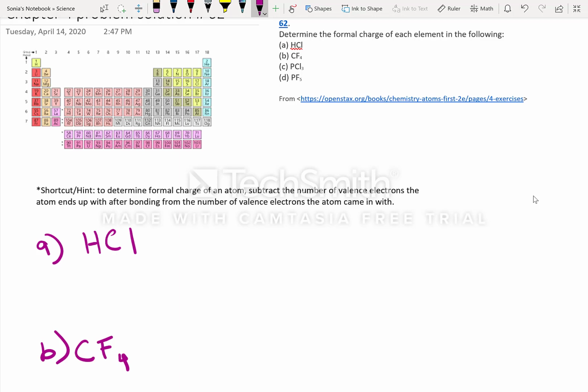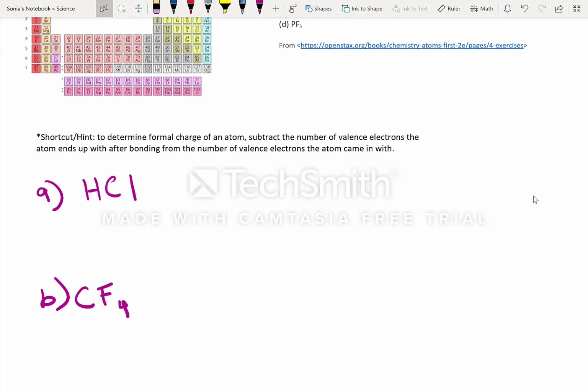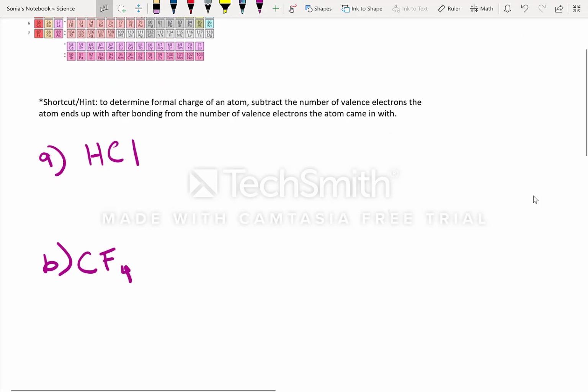Just a little before we get started, a shortcut or hint that I was taught by a lab tech at RVCC during a lab. He said that the best way to think quickly is to look at the atom and think about how many valence electrons the atom comes in with, and subtract the number of valence electrons it has left over after it's done bonding, and that's it. That gives you your formal charge, but I'll show you what I mean once we get to them.